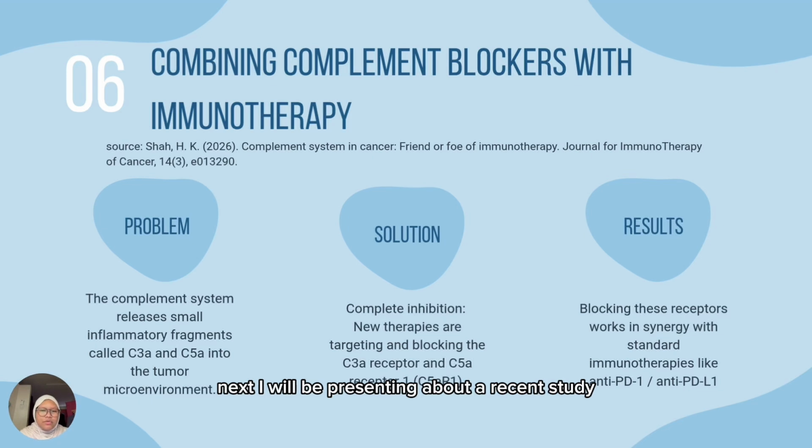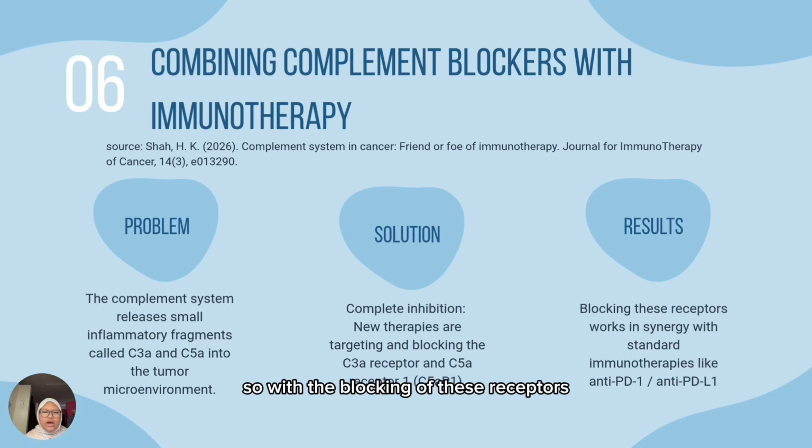Next, I'll be presenting about a recent study that was published in the Journal for Immunotherapy of Cancer, specifically focusing on combining complement blockers with immunotherapy. So, as previously stated by my group mates, the complement system releases small inflammatory fragments called C3a and C5a into the tumor microenvironment. This is a problem because instead of destroying the cancer cells, these fragments produce an invisibility barrier around the cells that blocks the immune system from working. As a solution, the scientists from this research discovered new therapies that are responsible for targeting and blocking the C3a receptor and C5a receptor 1. When these receptors are blocked, the cells cannot build the invisibility shield around them.